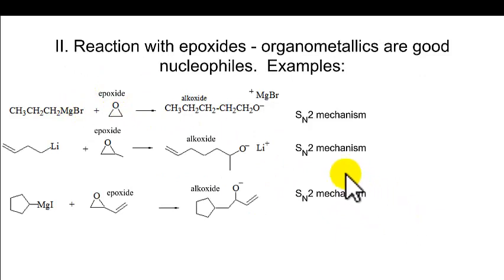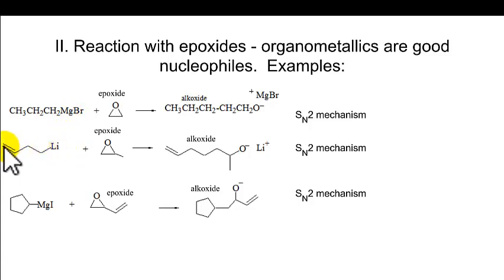Here are a couple of other examples. This is the one we just did. N-propyl magnesium bromide reacts with ethylene oxide to produce this new alkoxide with a new carbon-carbon bond right there. But what if the Grignard that we started with was a lithium instead? Same thing. Remember I said that Grignards and organolithiums do essentially the same reactions.